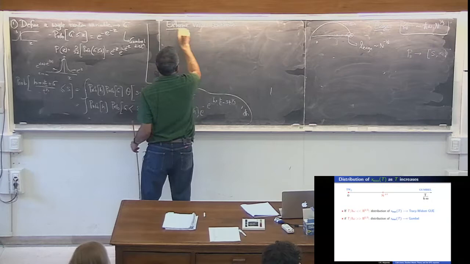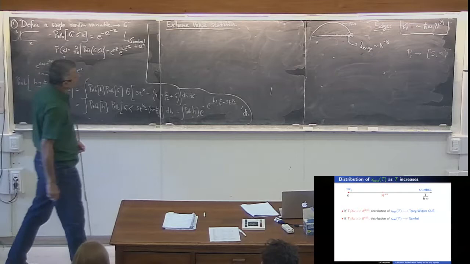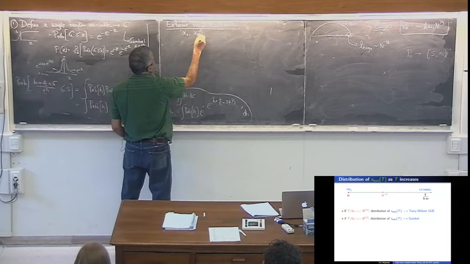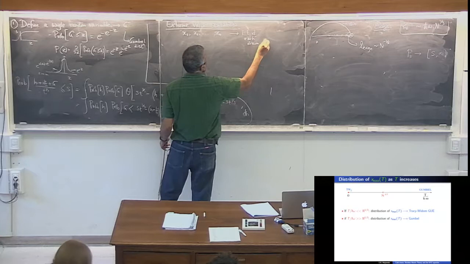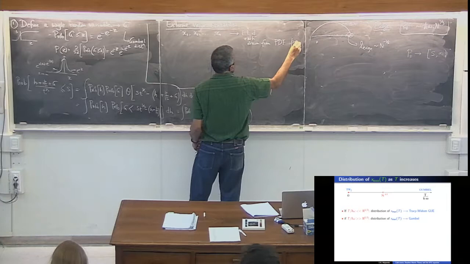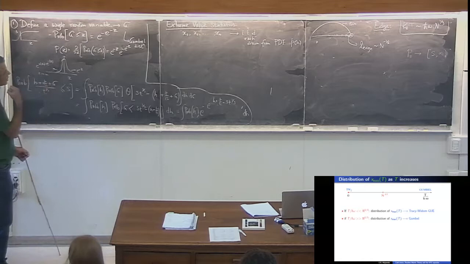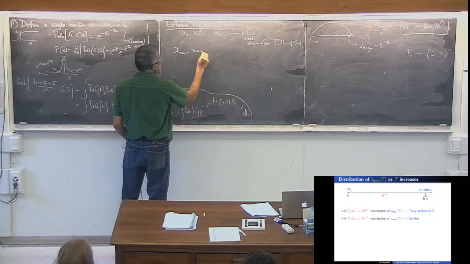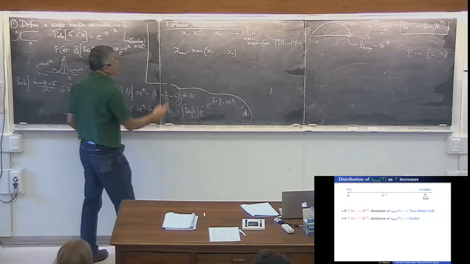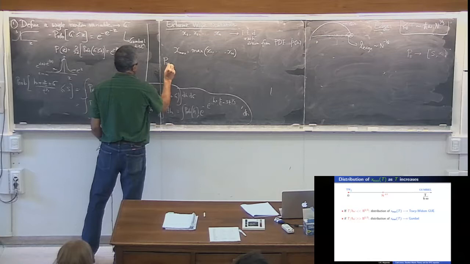Extreme value statistics is a classical field in the statistical literature. Imagine that you have a set of random variables, x1, x2, x3, up to xn. They are iid random variables, totally independent, and each drawn from some PDF P of x. Each time I just draw a random number from this P of x. So I have a set of n random numbers, and I'm interested in the maximum of them. This is also going to be a random variable.